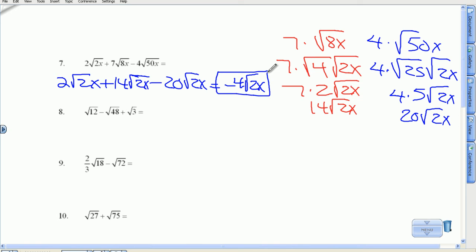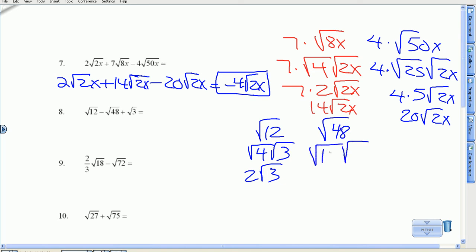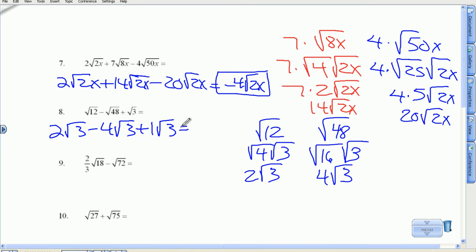For problem 8, I got a radical 12, I got a radical 48, and a radical 3. Radical 12 can be reduced. Radical 12 is radical 4 times radical 3, or 2 radical 3. Radical 48 is 16 times 3, so that's 4 radical 3. So this problem becomes 2 radical 3 minus 4 radical 3 plus 1 radical 3. 2 minus 4 is negative 2. Negative 2 plus 1 is negative 1. So negative radical 3 is the answer here.